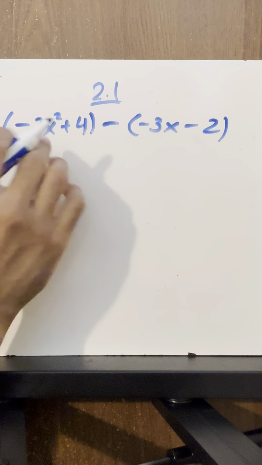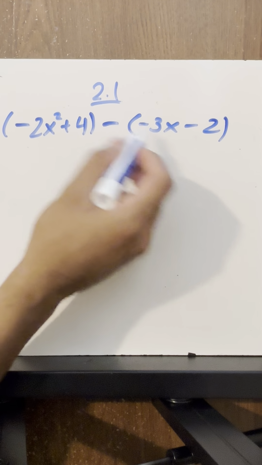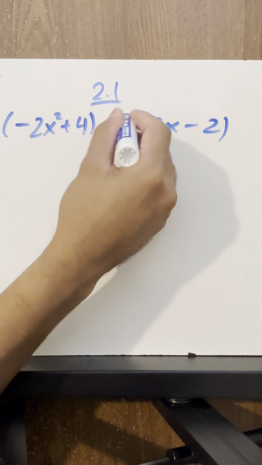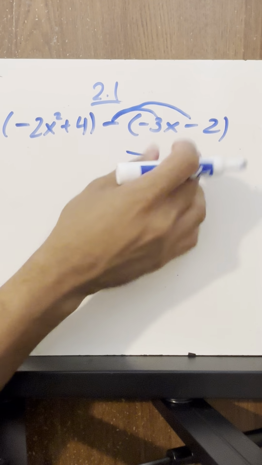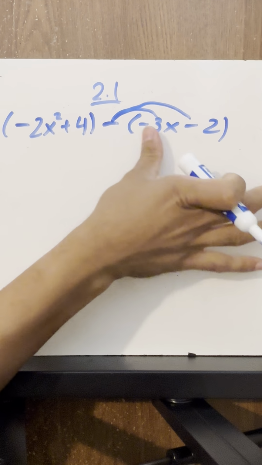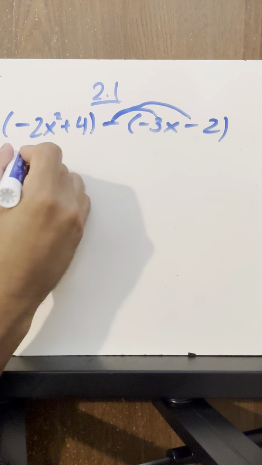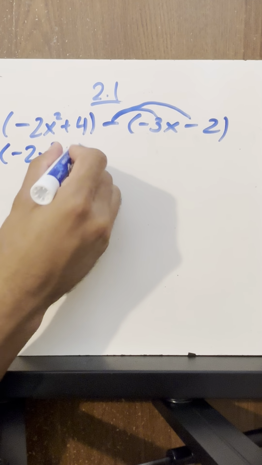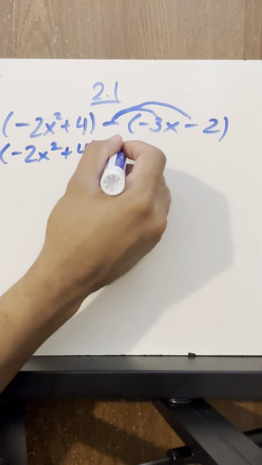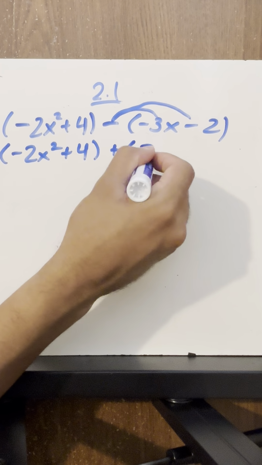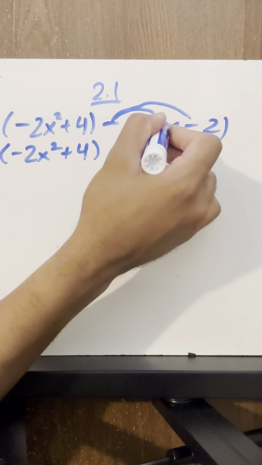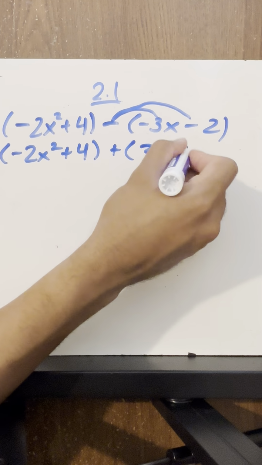Okay. So again, whenever you see minus and you're subtracting polynomials, you want to make sure that you distribute that negative sign first, effectively just changing the sign of everything that's in the second polynomial. Okay. So this stays negative 2x squared plus 4. This becomes plus negative times negative is positive 3x, and then negative times negative is positive 2.